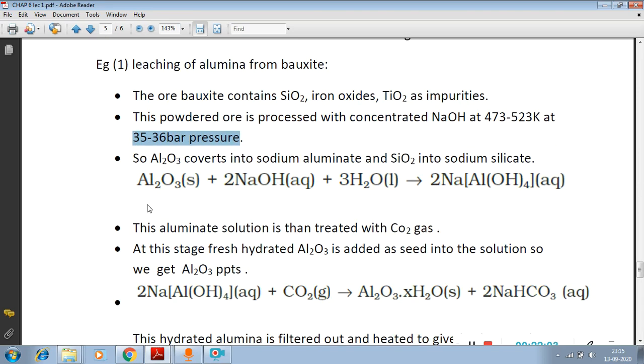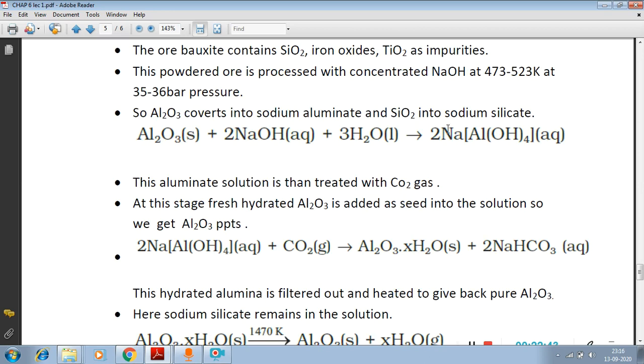So what will it do? This reaction will give us, here you can see, Al2O3 converts into sodium aluminate and SiO2 will convert into sodium silicate. The reaction is given to you: Al2O3 plus NaOH plus H2O gives 2NaAl(OH)4. This one is sodium aluminate, NaAl(OH)4. It is known as sodium aluminate.